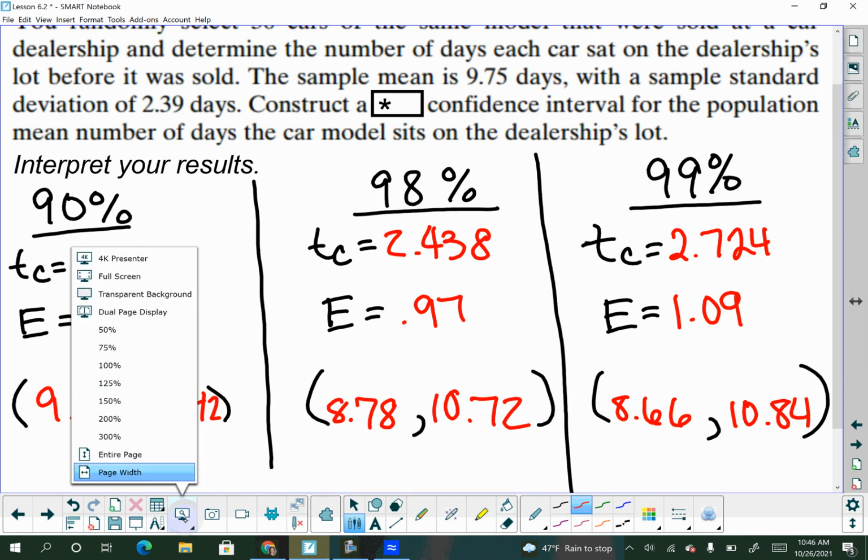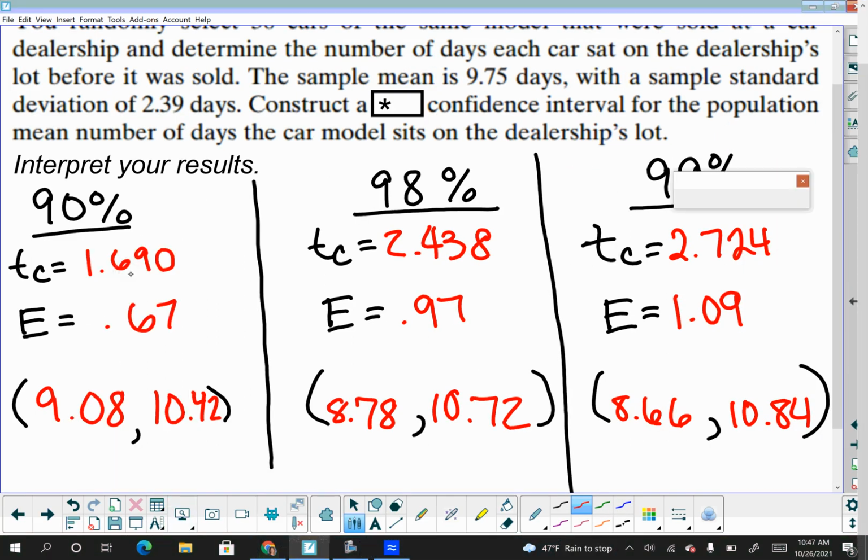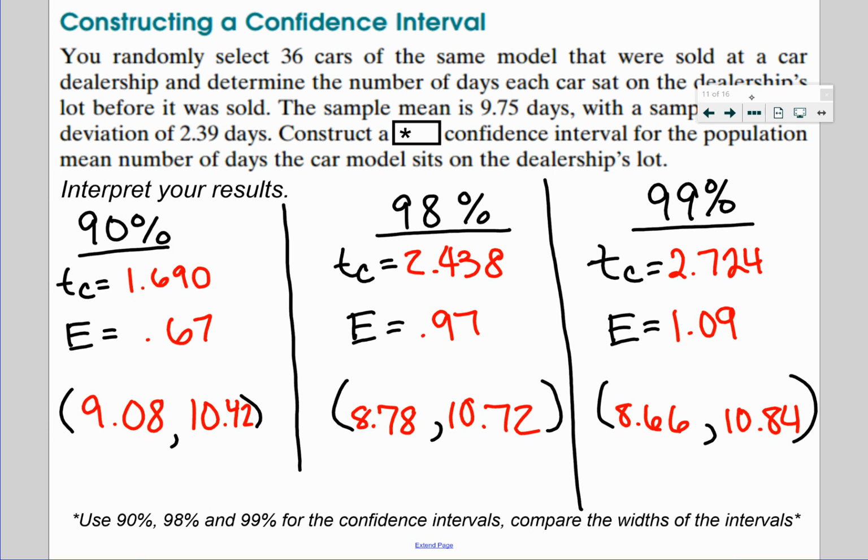The confidence intervals that weren't yours. There we go. And then we're going to make a quick statement comparing these.